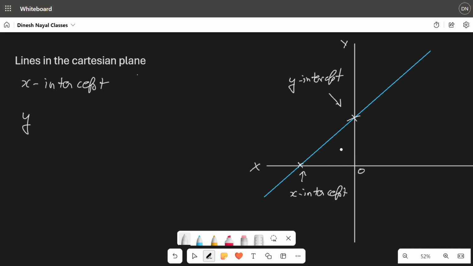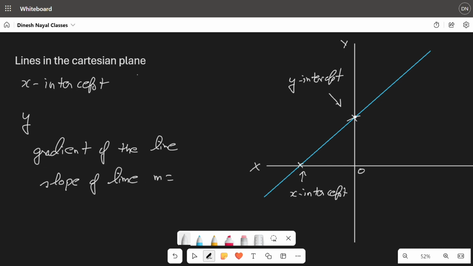Okay. Now we have to find the gradient of a line. The gradient of the line we are talking about is also known as the slope of a line, denoted by m. Now for this you can take any 2 points.